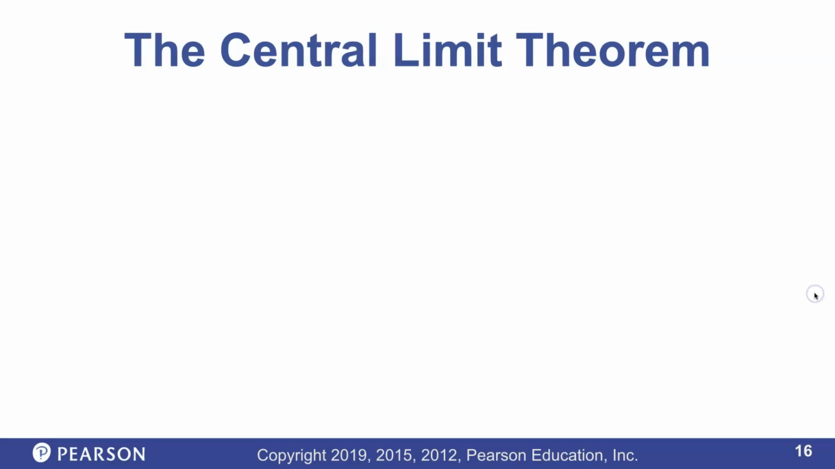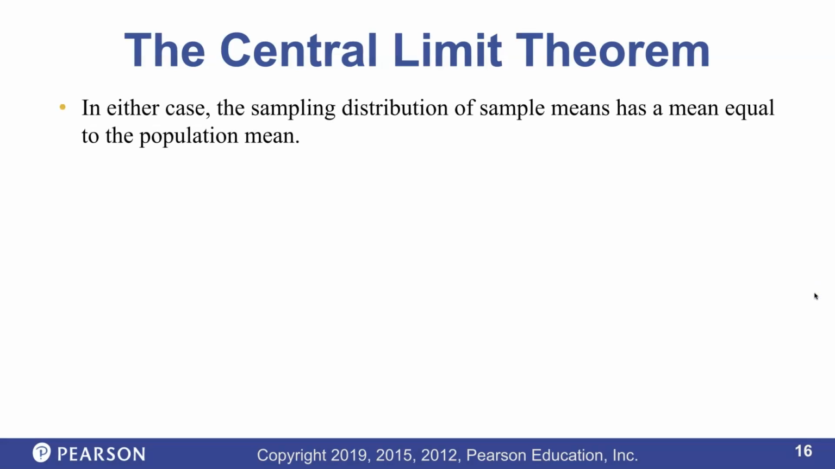So what is this then? In either case, ugly population or beautiful normal population, the sampling distribution of sample mean has a mean equal to the population mean. So this is from section 5.4, the first learning objective, the property that we talked about.